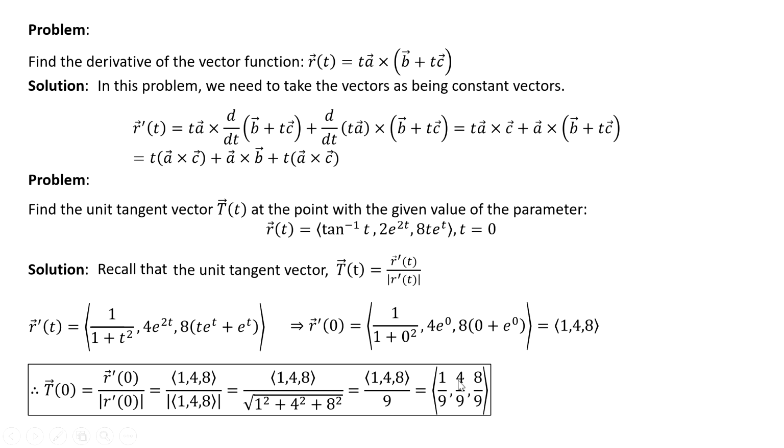1/9 squared plus 4/9 squared plus 8/9 squared. What's that going to be? In the bottom, you have a 9 squared, whereas 1 squared plus 4 squared plus 8 squared would be 1 plus 16 plus 64, turns out to be 81. Square root of 81 is 9, and 9 over 9, ta-da, that is in fact equal to 1. So yes, this is a unit tangent vector as it promises.